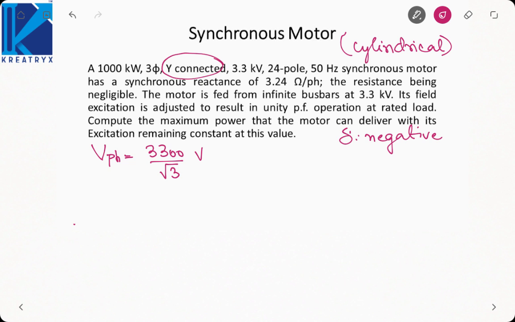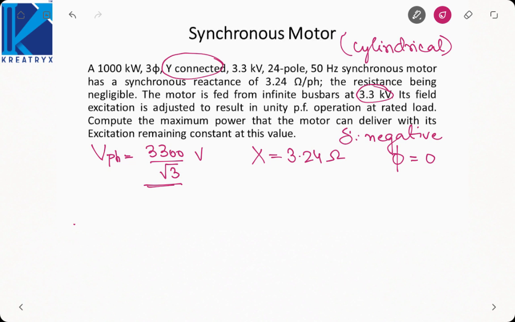A 24 pole 50 Hz synchronous motor has a synchronous reactance of 3.24 ohm per phase. The resistance is 0. The motor is fed from infinite bus bars at 3.3 kV, which means the per phase voltage is 3300 by root 3. Its field excitation is adjusted for unity power factor operation, which means phi is 0. Calculate the maximum power that the motor can deliver with excitation remaining constant.